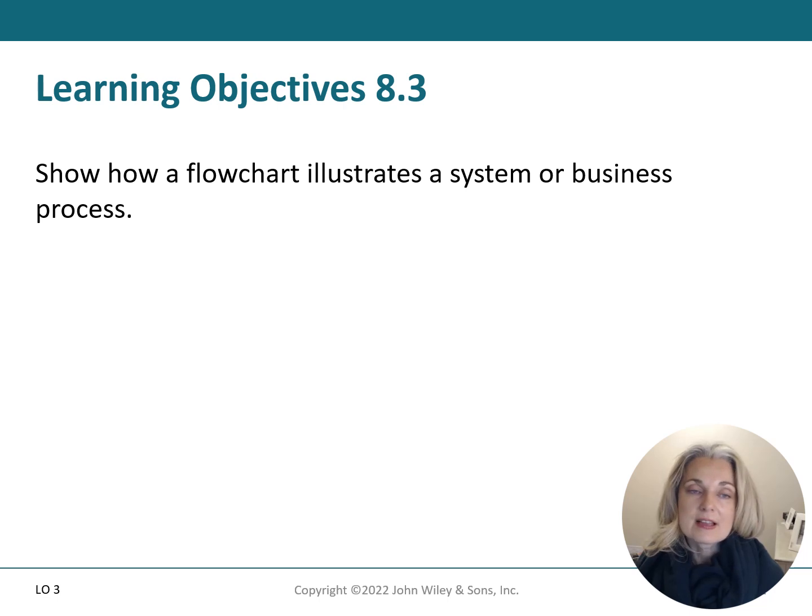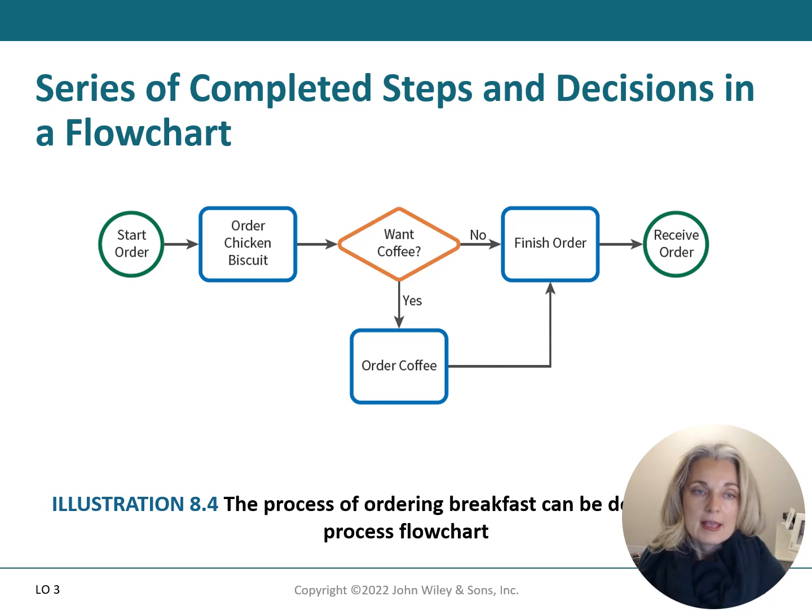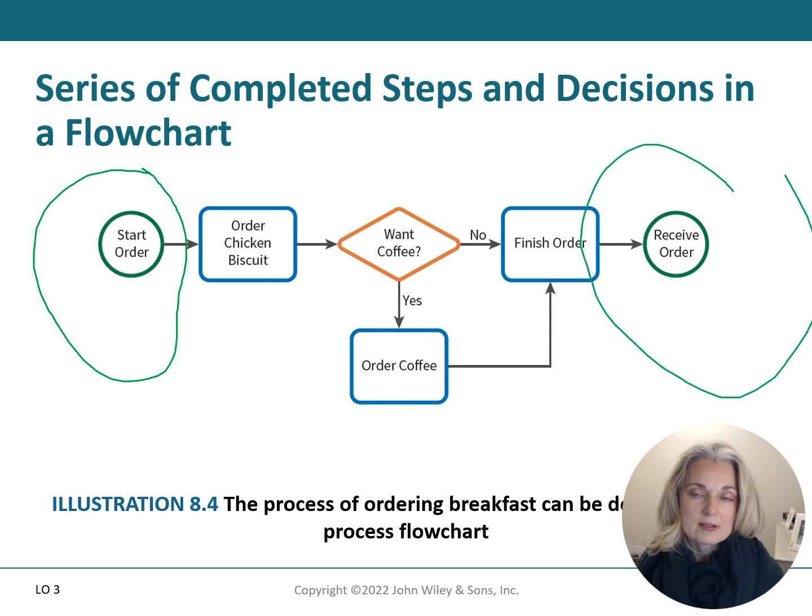Now let's look at how a flow chart illustrates a system or business process. Here is a very simple flow chart. One thing you will notice, you always start with a circle and write down what is occurring. And then you end with a circle to show that the process has ended.